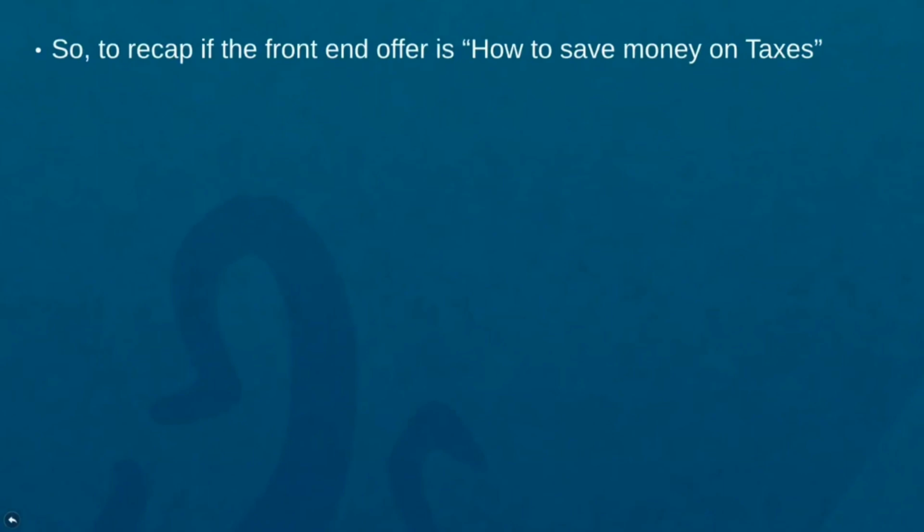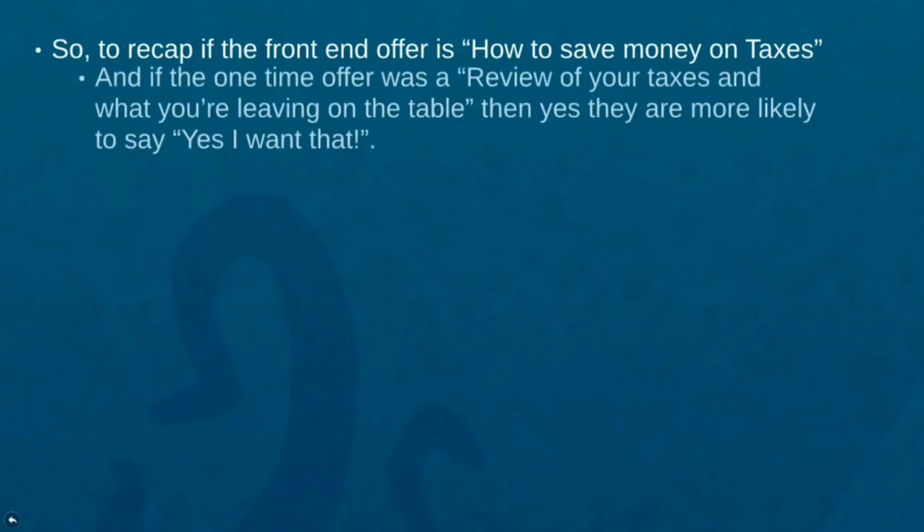So to recap, if the front-end offer is how to save money on taxes, and we established previously that it was business taxes, so how to save money on business taxes, and if the one-time offer was, let's say, a manual review by a CPA of your taxes and what you could potentially be leaving on the table, then yes, they are more likely to say, yes, I want that.